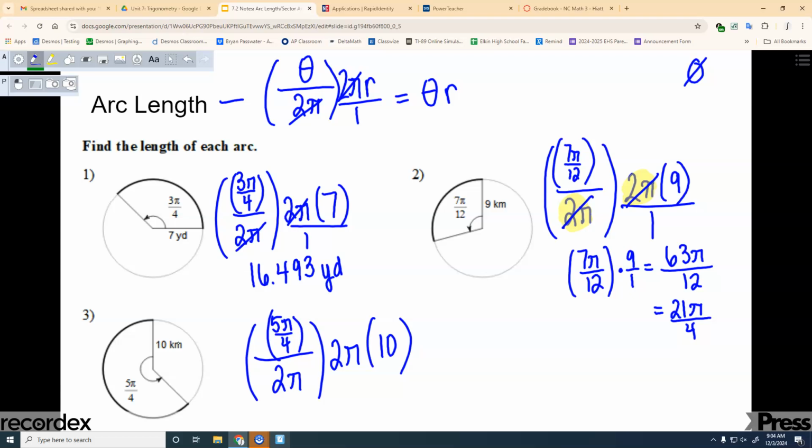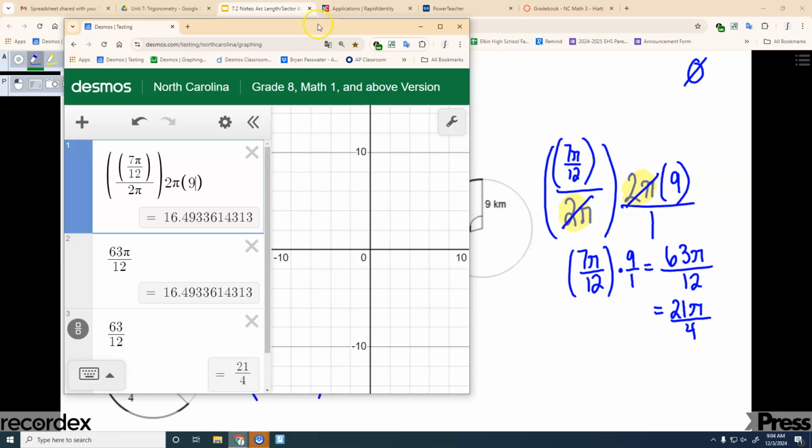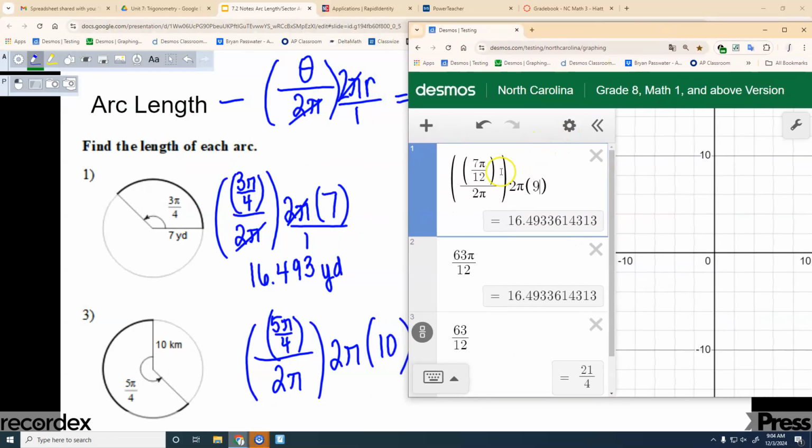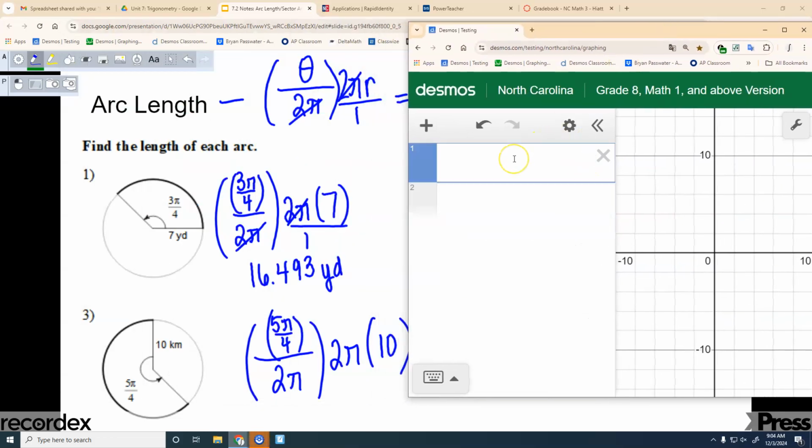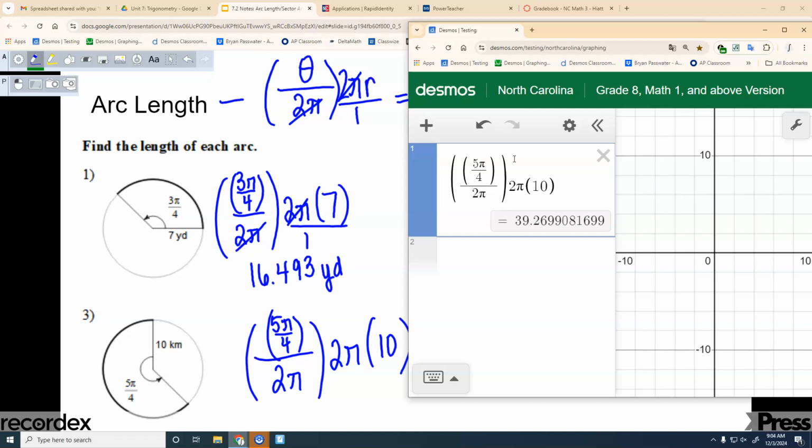Okay? So, if we just type it in over here, 5 pi over 4 divided by 2 pi times 2 pi times 10. We get 39.270, I think is how that's going to round. So 39.270 kilometers.